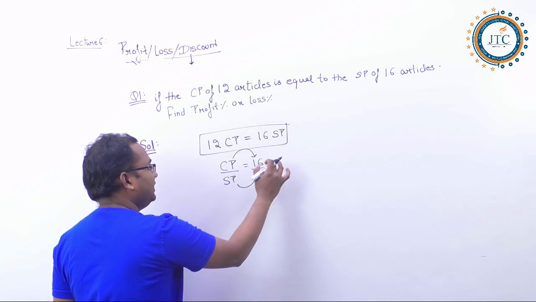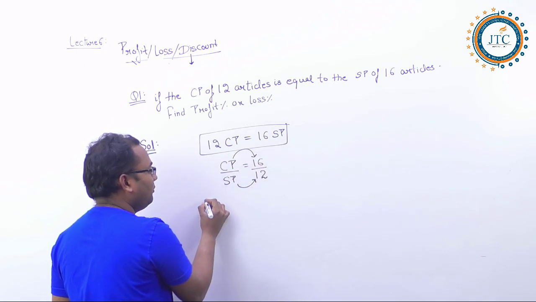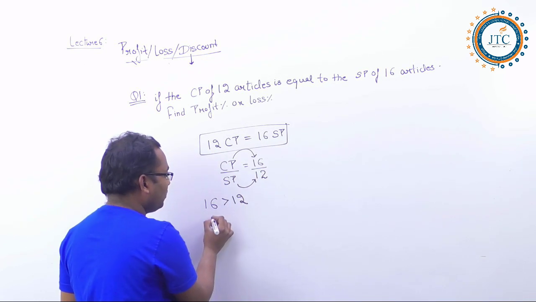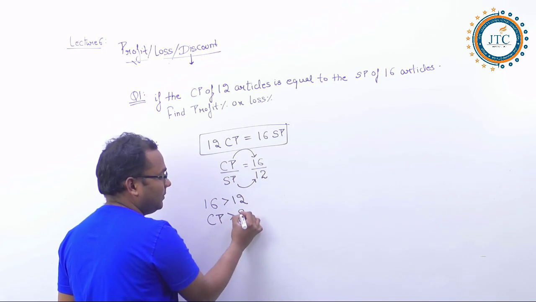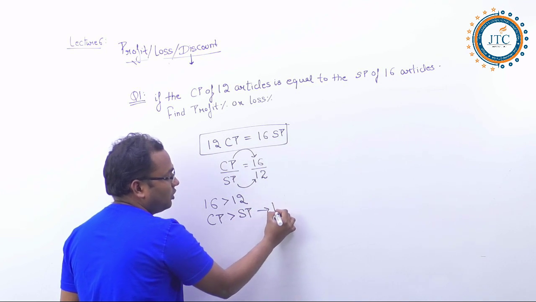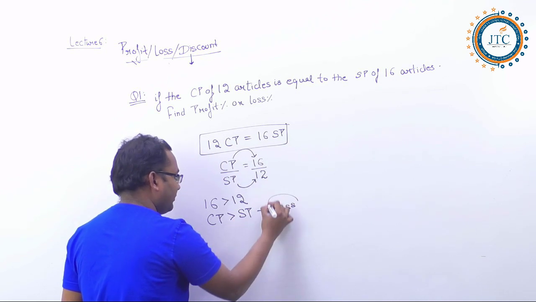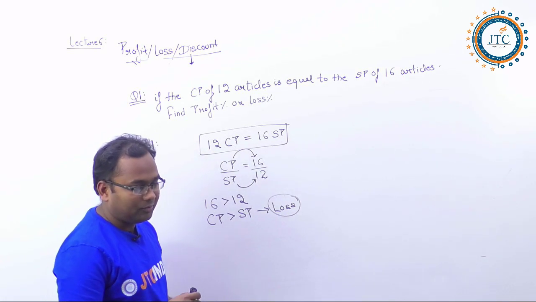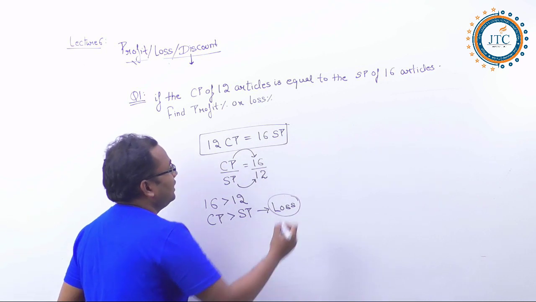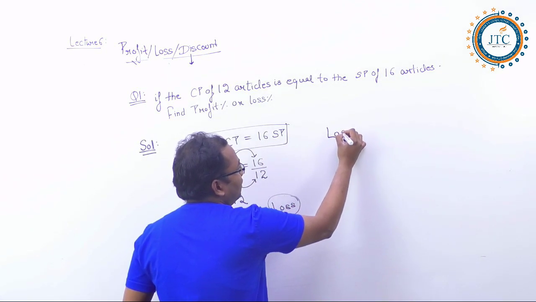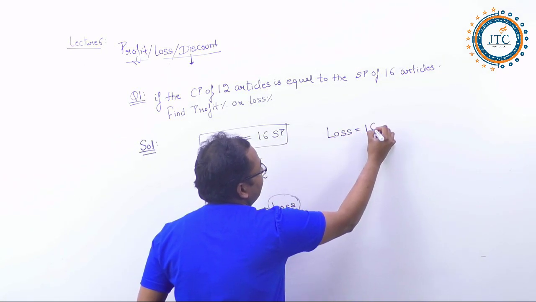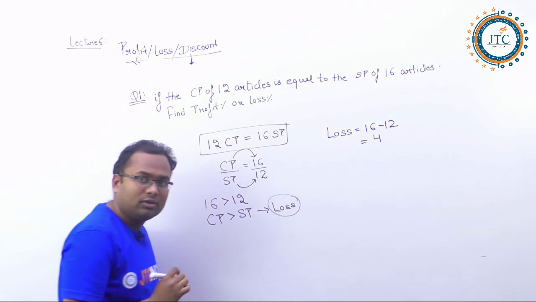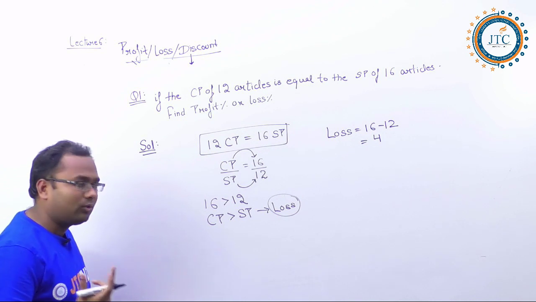So if cost price is 16 and the selling price is 12, from here we know that 16 is greater than 12. Basically cost price is greater than selling price. So here the term comes out to be loss, because cost price is greater than selling price. Loss is equal to 16 minus 12, which comes out to be 4. And what is the value of loss percent?